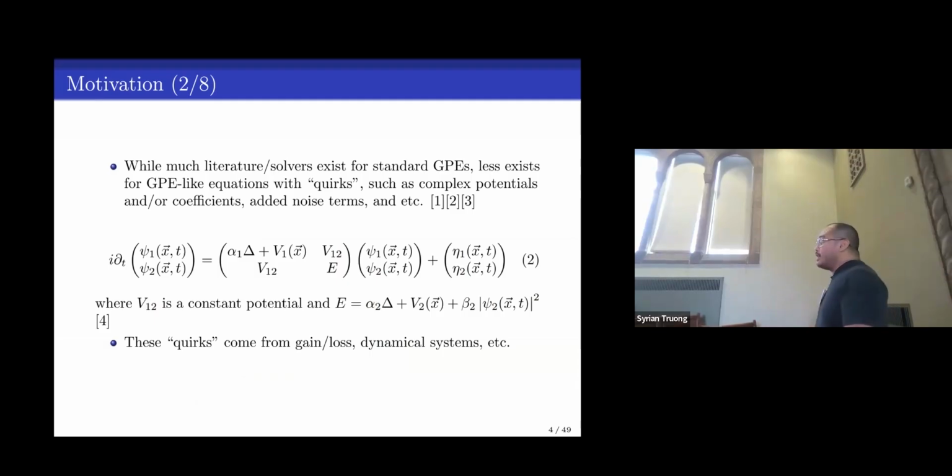So there are a lot of solvers out there in the literature for the standard Gross-Pitaevskii equation, but less so for Gross-Pitaevskii-like equations that have a little bit more quirks, like complex potentials or complex coefficients and added noise terms that are not concentrated within the potential, et cetera. So one such equation is presented right here. This is an equation that we would like to simulate, and it'd be helpful if we have solvers that are a little bit more tailored towards that. And these quirks aren't just a brain game. It comes from real physical systems that have gain and loss, or dynamical systems, things like that.